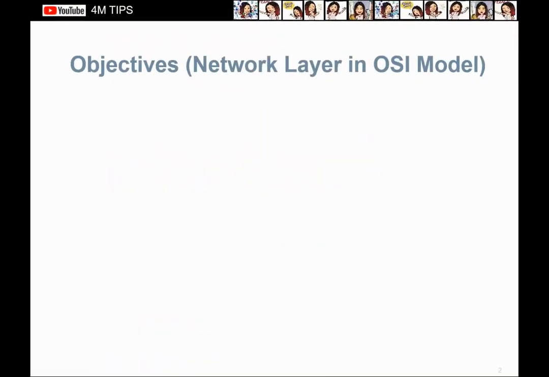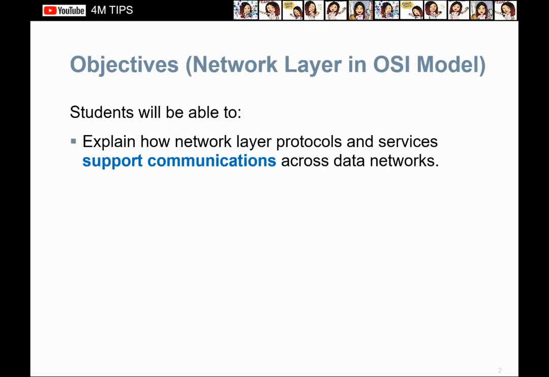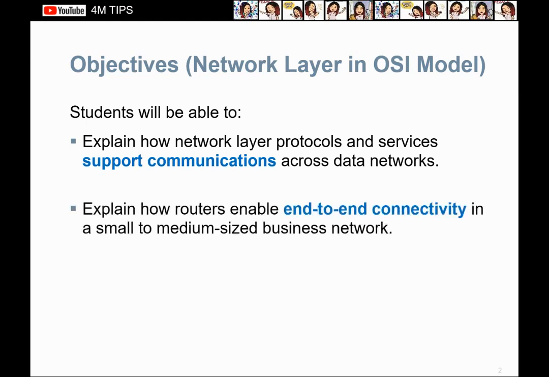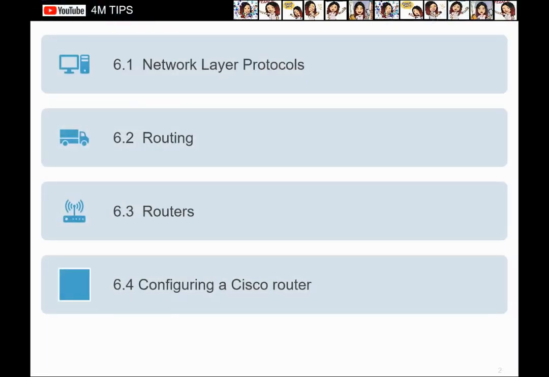For today, upon completion of this lesson, which is the network layer in the OSI model, students should be able to explain how the network layer protocols and services support communications across data networks. You should be able to explain how the routers enable end-to-end connectivity in a small to medium-sized business network. You should be able to determine the appropriate device to route traffic in a small to medium-sized business network. So let's jump into all these four parts.